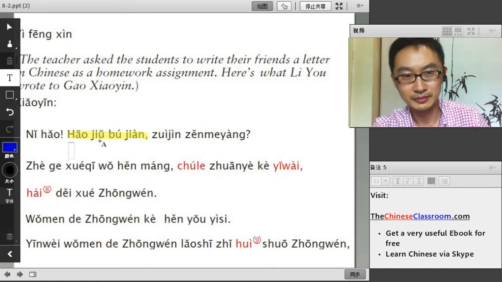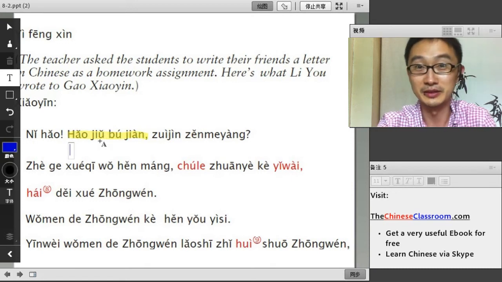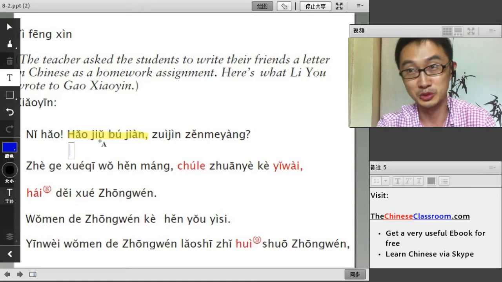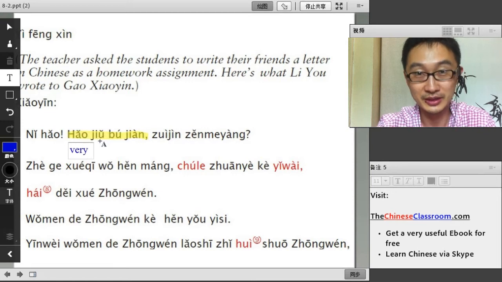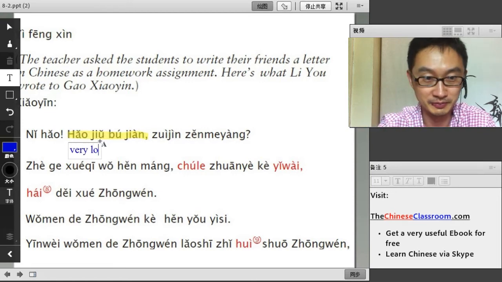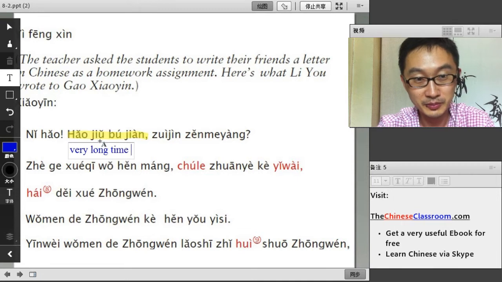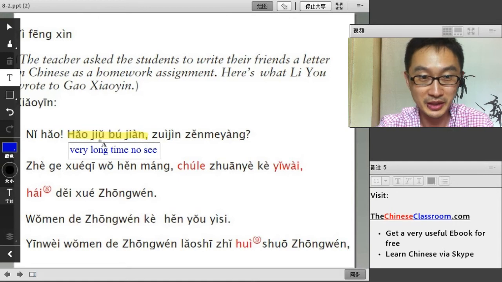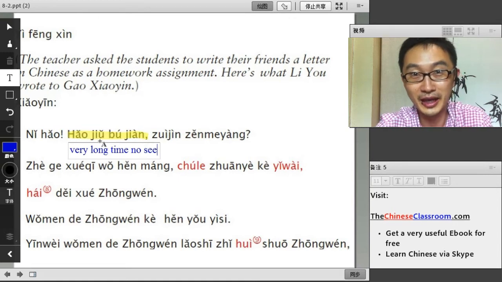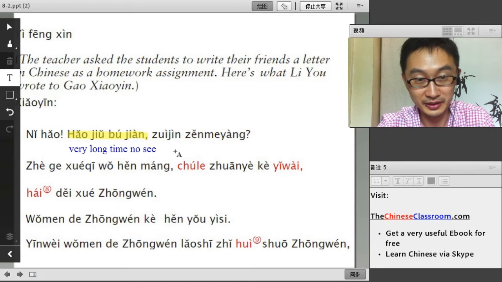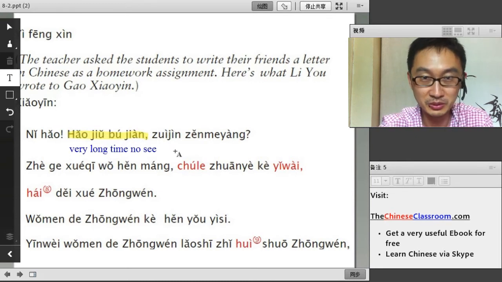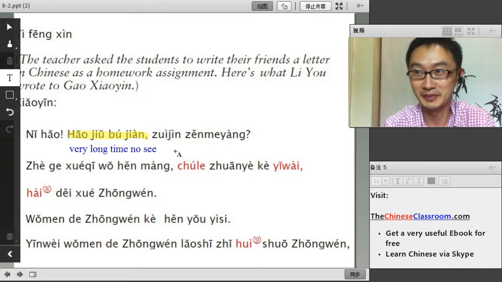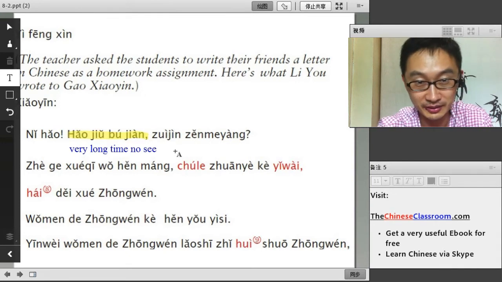好 means good, but here it doesn't really mean good, it means very. Sometimes we use good to show very. 好 is very. 久 is a one-syllable word meaning a long time. Very long time. 不 means no. 见 is to see, to meet. So literally it means long time no see. In English, this phrase comes from Chinese. 好久不见, that's really a good way to start your letter. 好久不见, long time no see.